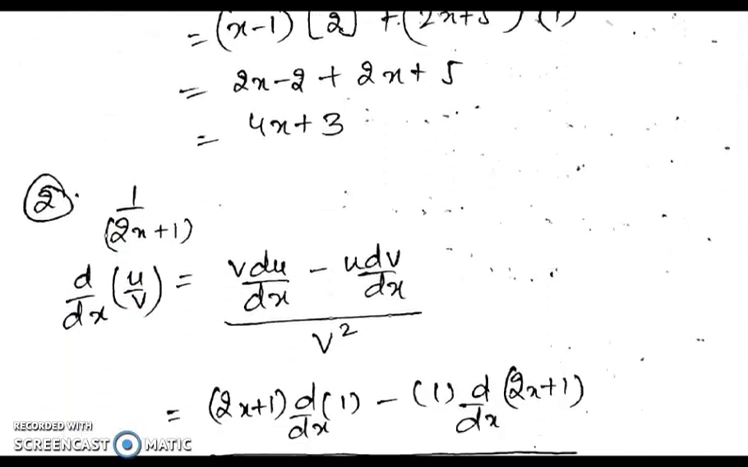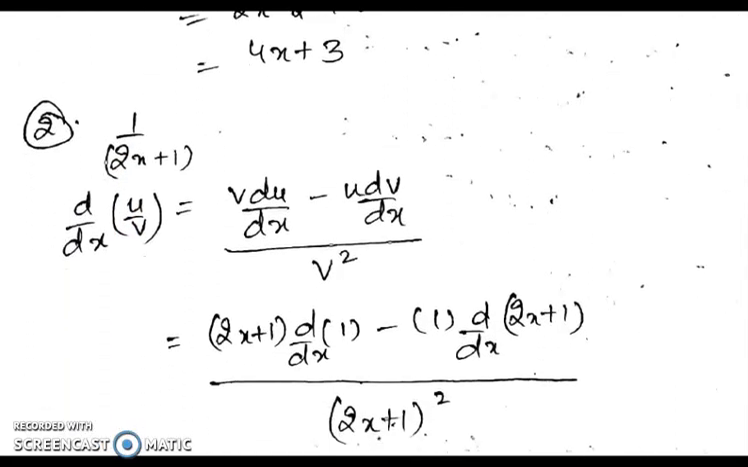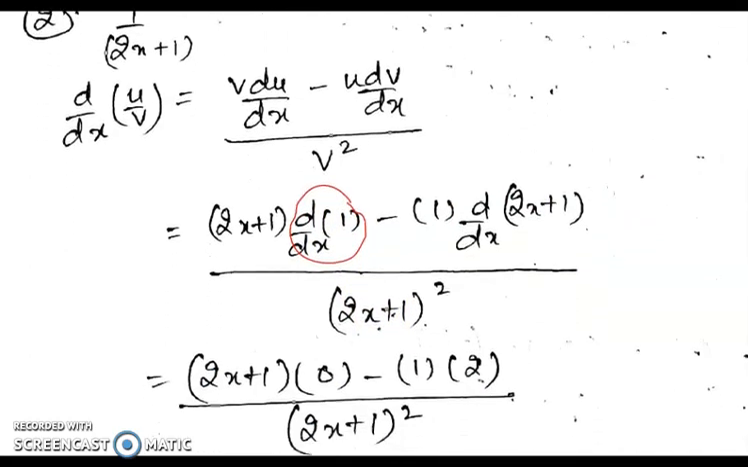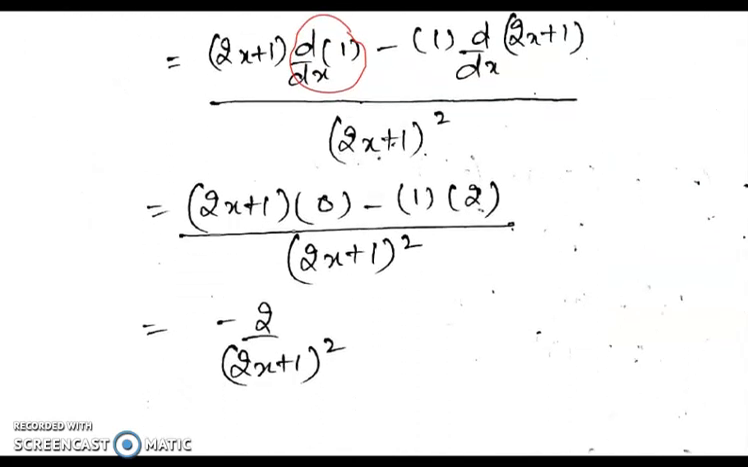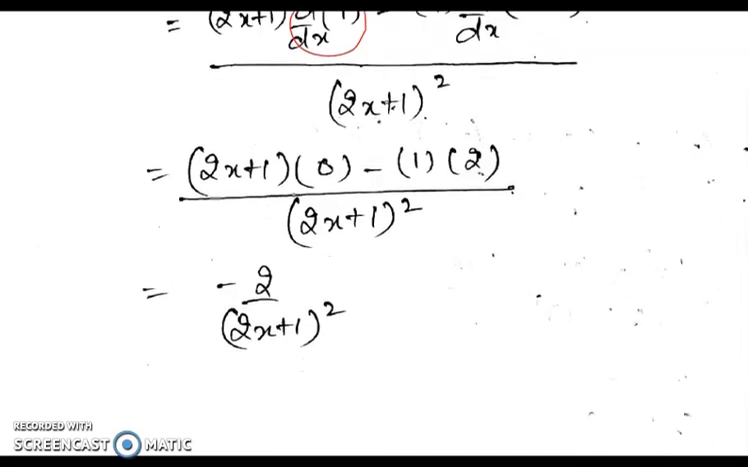In the second solution, we have applied the case for d by dx of u by v. Remember that whenever we'll be differentiating this part, that is, we'll be taking the derivative of the constant 1. The derivative of this constant would be 0, of course, and the solution for the same would be this one, minus 2 upon 2x plus 1 whole square.